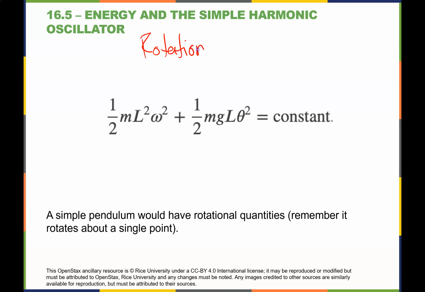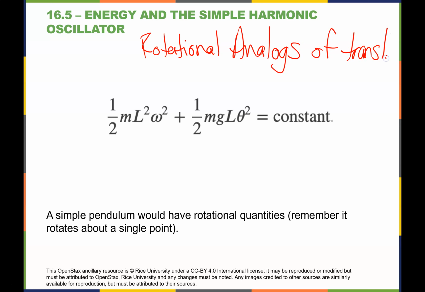So remember that for every translational variable, velocity, acceleration, etc., we have rotational versions. So in the previous slide, we have 1/2 kx squared. K is going to be substituted with mgl, and x comes out to be theta. In this part, the linear analog for angular velocity is going to be v, and ml is replaced by mass from that previous problem.